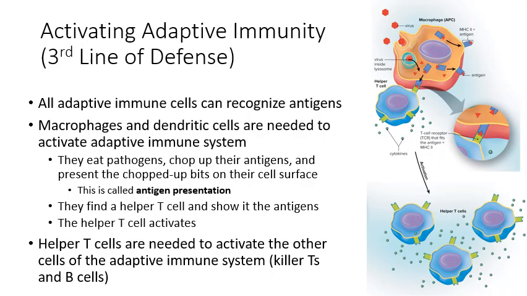At that point, they will bind together. The helper T cell and the macrophage or dendritic cell will bind together at the antigen, and the helper T cell will turn on. Once the helper T cell is turned on, it's going to start dividing, and it's going to release cytokines. Those cytokines are needed to turn on the killer T cells and the B cells.